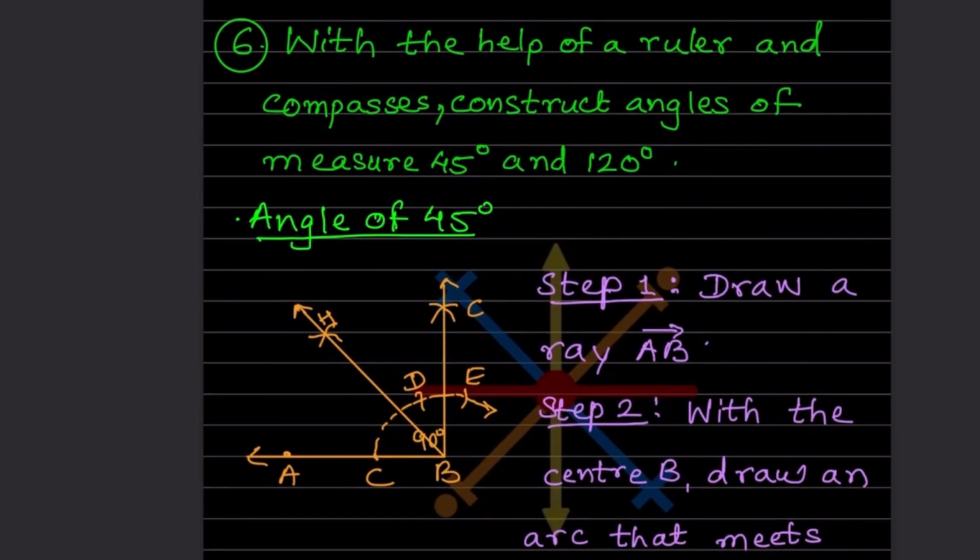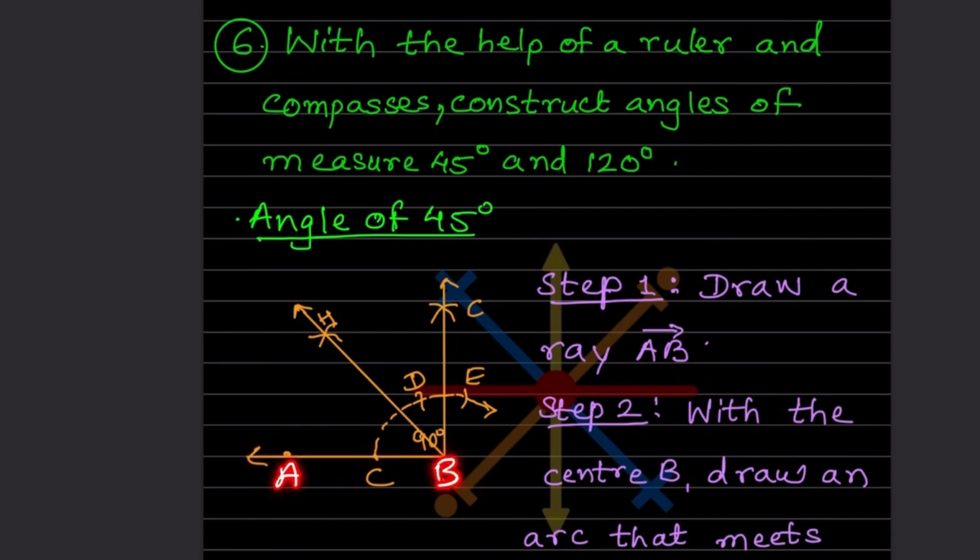So with the help of a ruler and compasses, construct angles of 45 degree and 120 degree. First, let us look at 45 degree. Now again, here what did I do? I did it in this way. You can also draw like this as you wish. So now this is the ray AB. You can name it anything, any other name you can give it here.